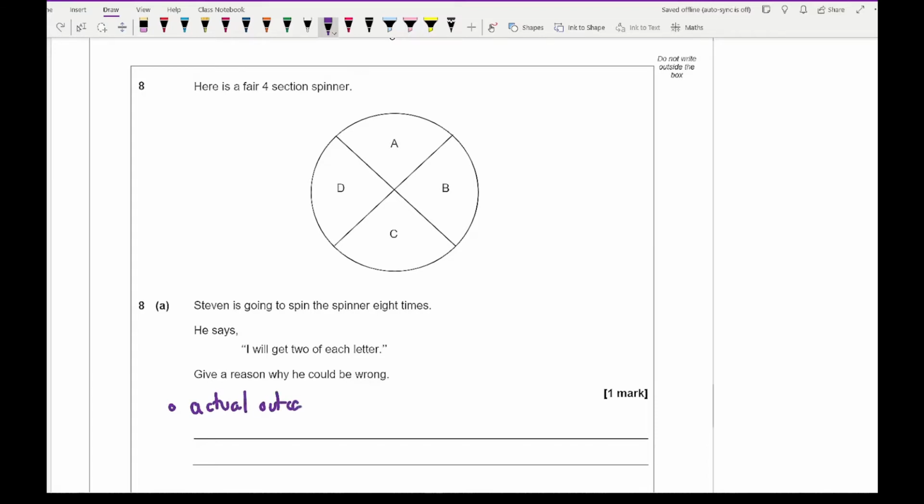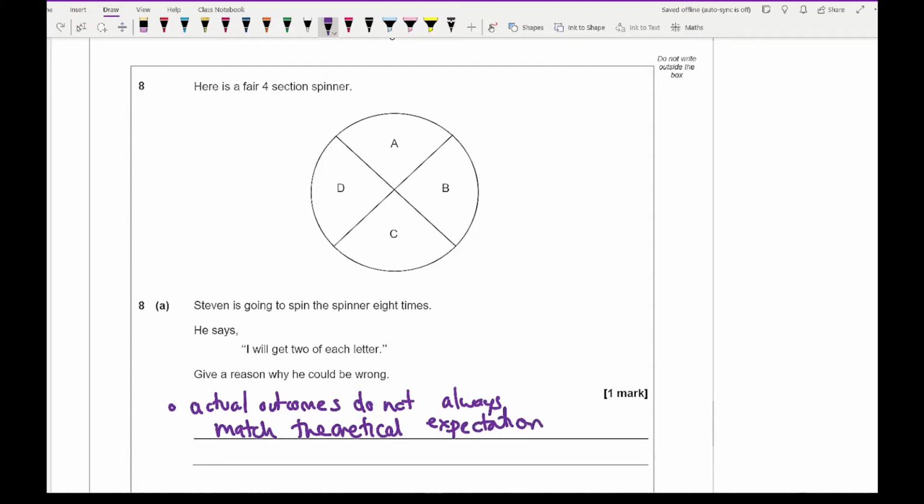outcomes do not always match theoretical expectation.